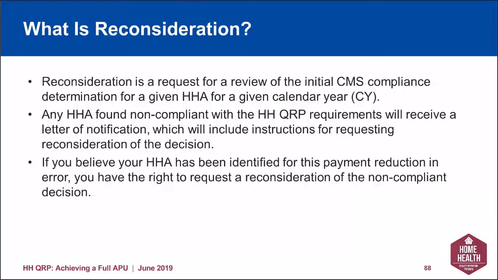Reconsideration is a request for a review of the initial CMS compliance determination for a given agency in a given calendar year. An agency found noncompliant with the home health QRP requirements will receive a letter of notification, which does include instructions for requesting reconsideration of the decision. If you believe your agency has been identified for this payment reduction in error, you have the right to request a reconsideration of the noncompliant decision.